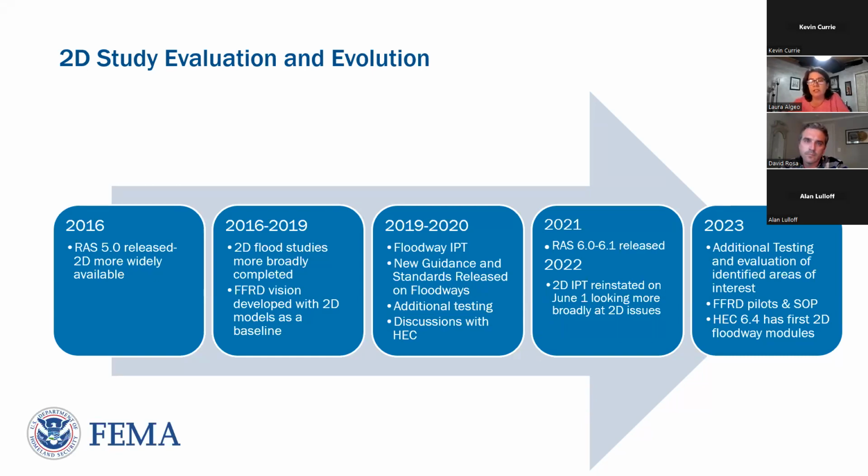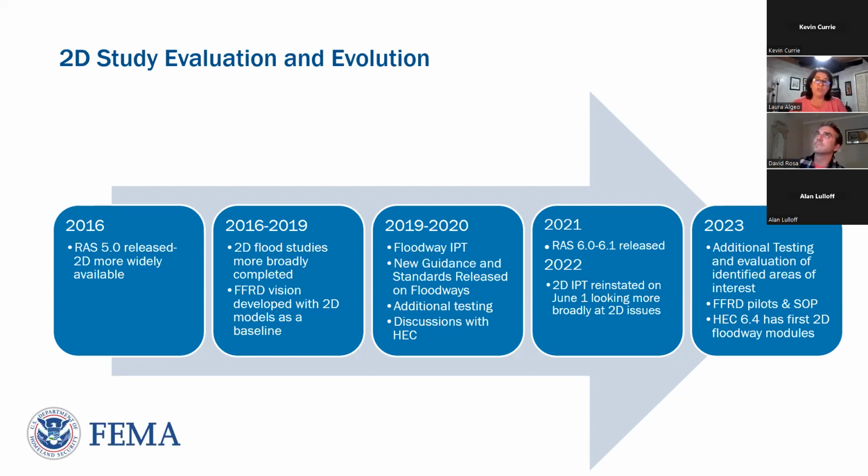And so that's why in 2019 to 2020, we kicked off the floodway IPT. A lot of our guidance was just contradictory to some of the things that can happen in the two-dimensional modeling world. So we really needed to resolve some of those to make sure that studies being done were within the guidelines and standards that we have. So we did do some updates to that, which I'm going to talk about, as well as some additional testing. We started discussions with HEC to try to incorporate some of the FEMA specific components into RAS. In 2021, RAS 6.0 and 6.1 were released.